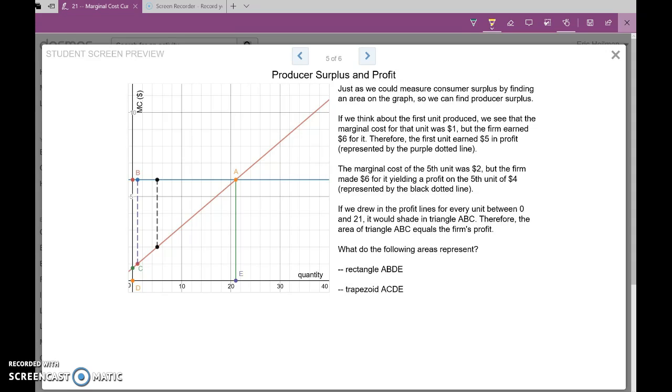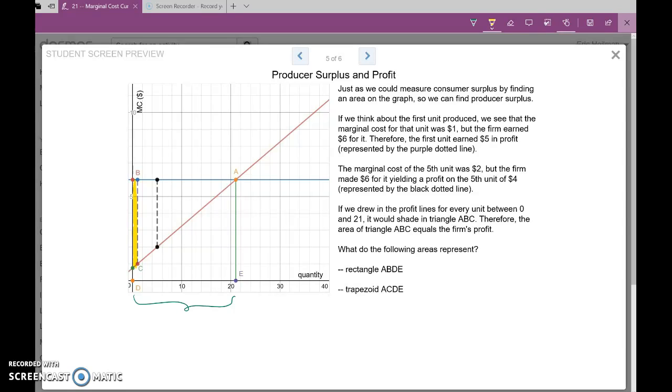this firm is selling 21 units, right? Their marginal cost for those units was different. The marginal cost started really low. When you look over here, the first unit was a low marginal cost, and then marginal cost as we are producing units gets higher and higher. Eventually we produce at the point where our marginal cost is equal to the price. You can think of the price as our marginal revenue.